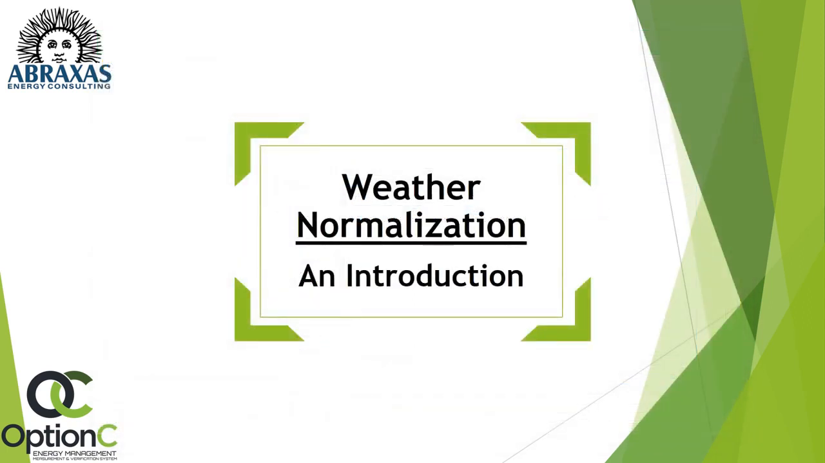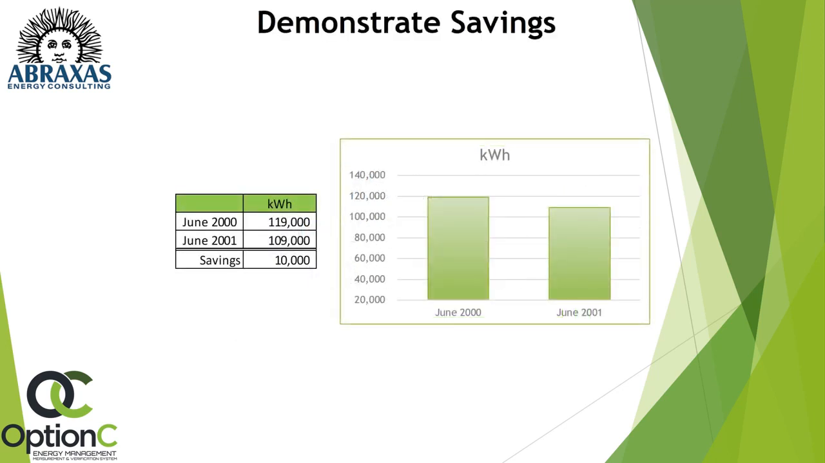You can create these reports with just your utility bills, but this is not all that Option C can do. Option C is also capable of performing weather normalization, which allows you to look at your facility's energy consumption outside of the whims of the day-to-day temperature. Let's look at an example.